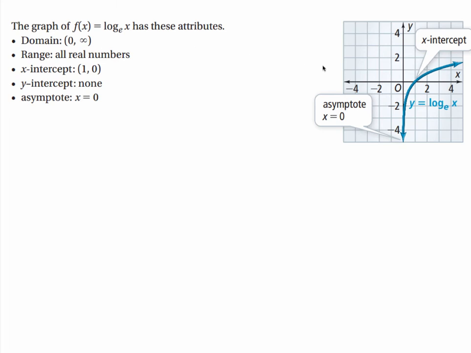The domain is from 0 to infinity, as with all logs. The range is all real numbers. The x-intercept is (1, 0), just like all log functions. It has no y-intercept, and it has a vertical asymptote at x equal to 0.